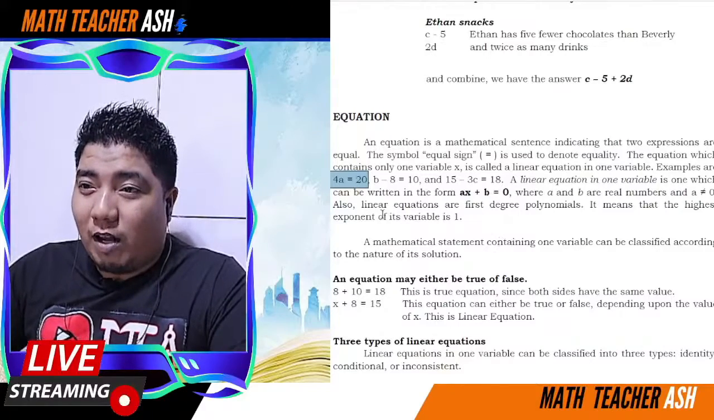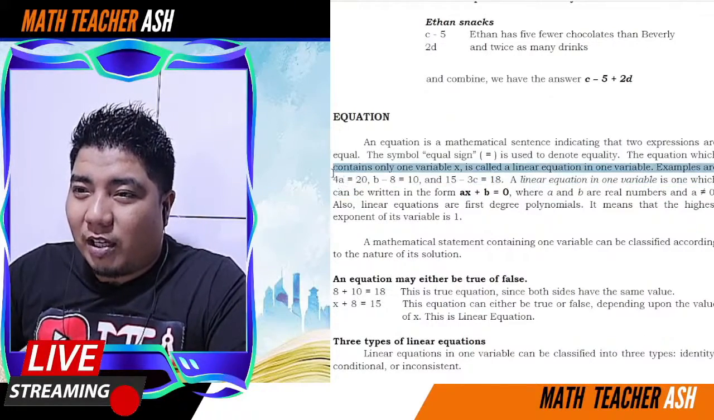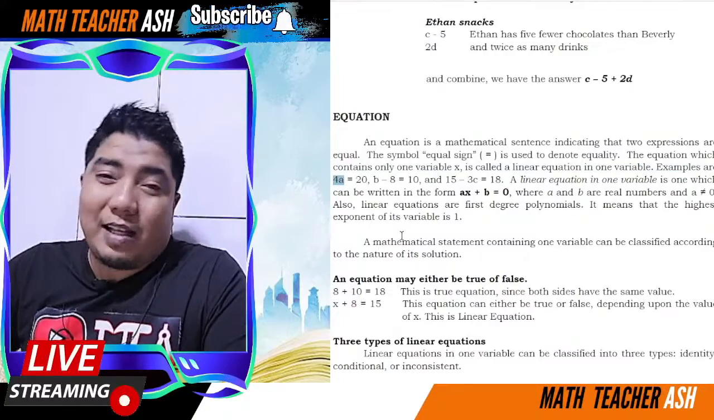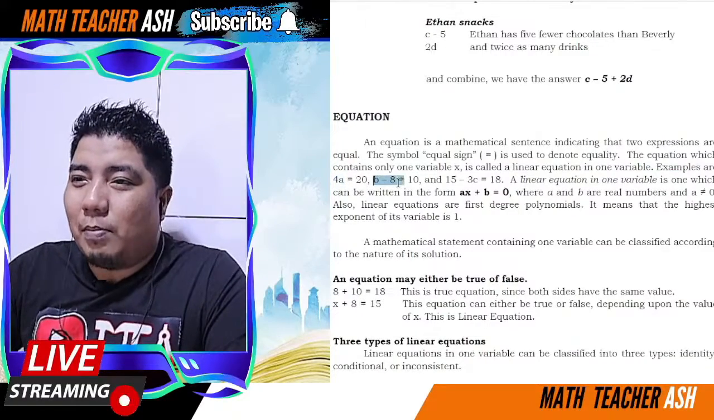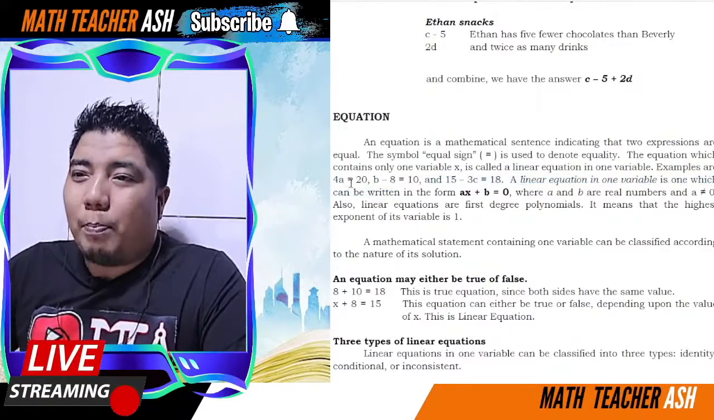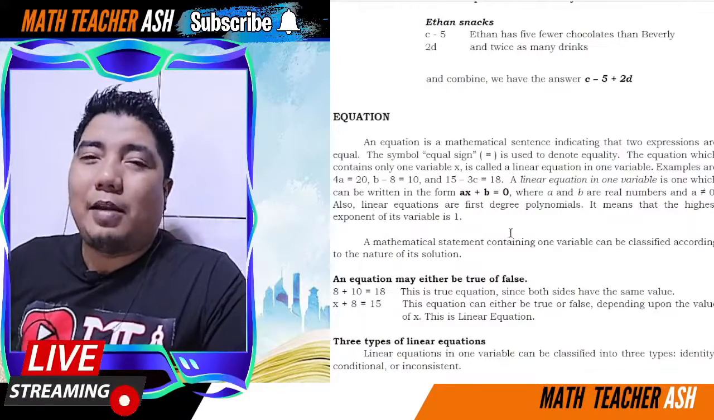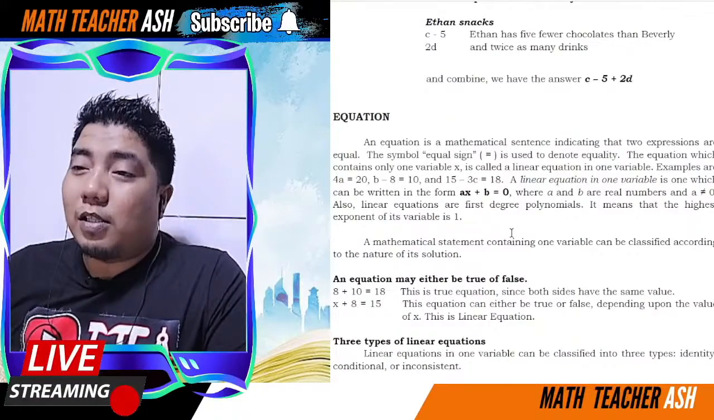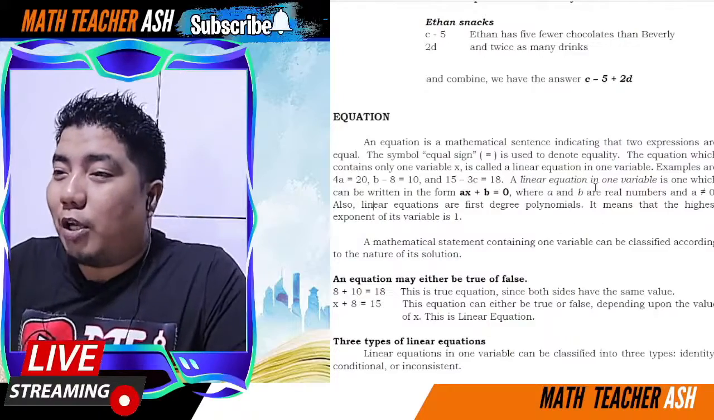Bale, parang ganito lang. 4a. Ayan. 4a. Ganyan. So, that is an expression. So, b minus 8, that is an expression. Pero pag lalagyan mo na yan ng equal sign, my dear math learners, ang tawag dyan ay equation.